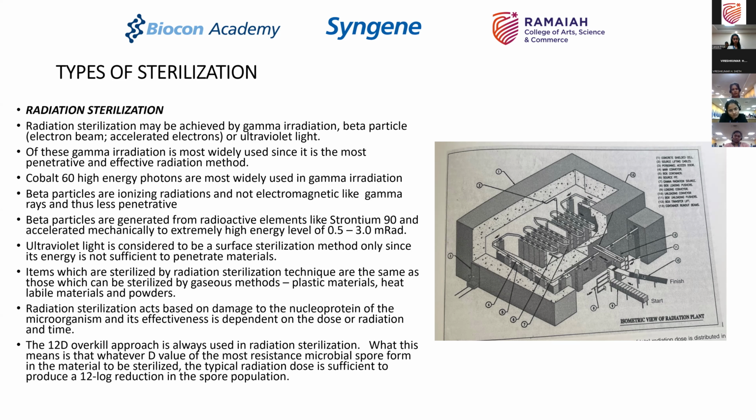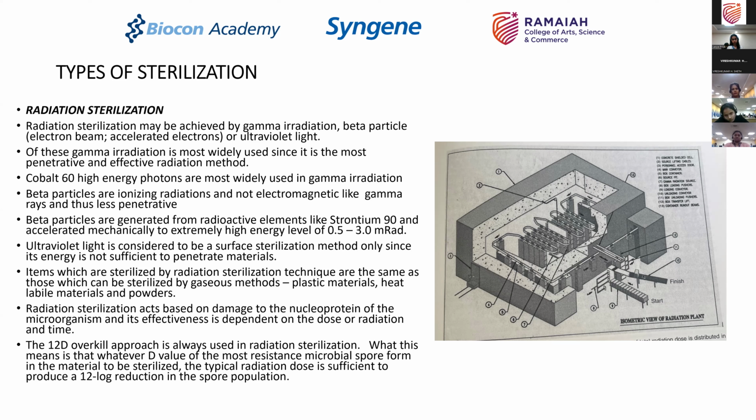Ultraviolet light is considered to be a surface sterilization method only, since its energy is not sufficient to penetrate the material. Look, very important is that for any sterilization, it has to be able to penetrate the material and be able to destroy the microorganism. Both gamma irradiation and beta are able to do it. Of the two, gamma is much more penetrative as compared to beta, and therefore gamma is the most widely used radiation method. Maybe as we go across, we could find other radiation techniques which are more penetrative and can replace gamma.